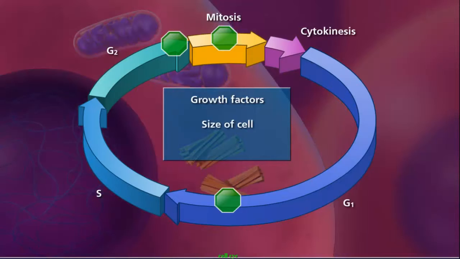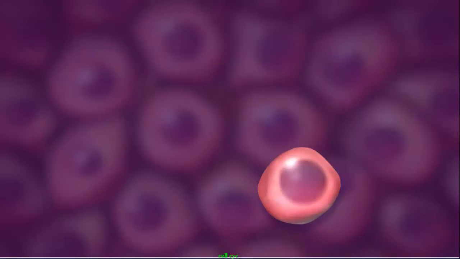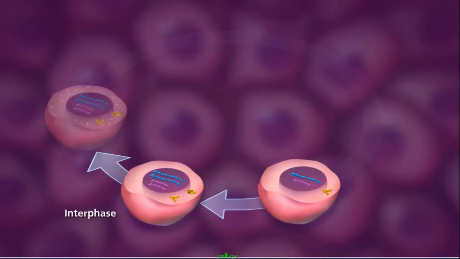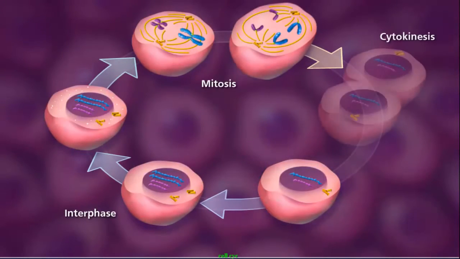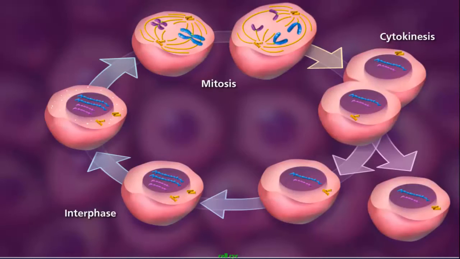Growth factors, the size of the cell, and the nutritional state of the cell are all contributing factors in cell cycle regulation, ensuring that only certain cells divide at appropriate times. Once all the checkpoints in interphase are cleared, mitosis can occur. From interphase to cytokinesis, the entire process of cell division can take on average 10 to 20 hours in a typical plant or animal cell.